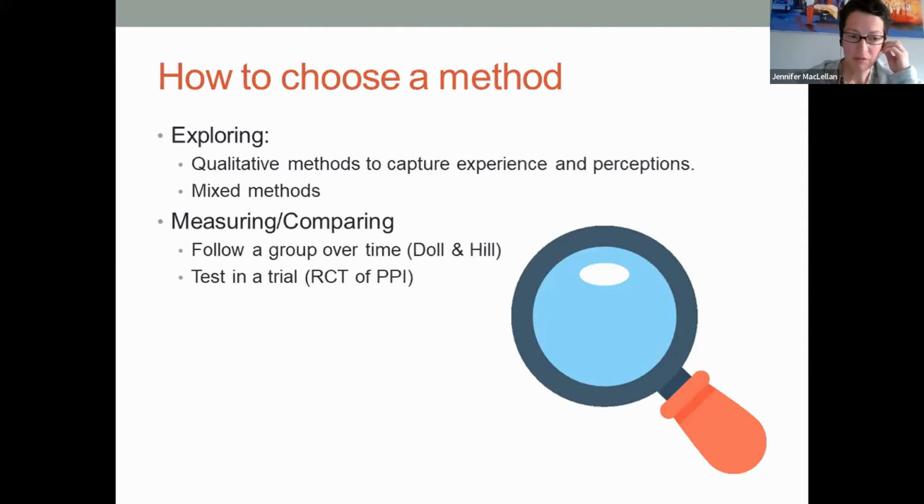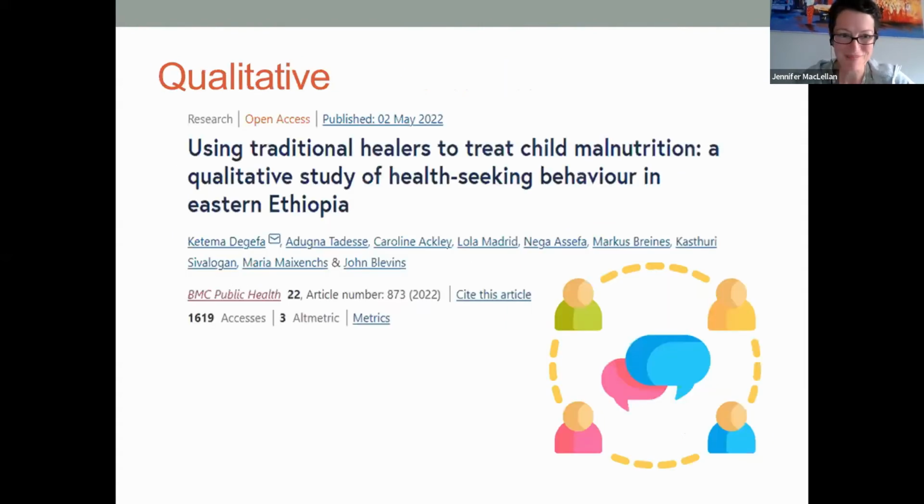So the measuring, comparing questions, again, classic cohort study of Doll and Hill, where they followed a group over time. They're measuring over time, and this was actually the impact of smoking on lung cancer, and they found that the group that smoked got lung cancer and the group that didn't did not. And so that was really seminal in making that link. And then of course the testing in a trial, which we're all too familiar with in medicine.